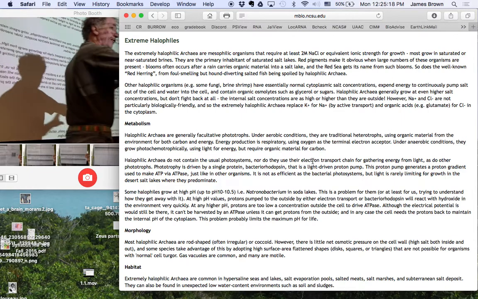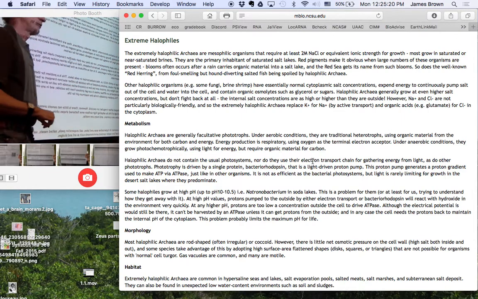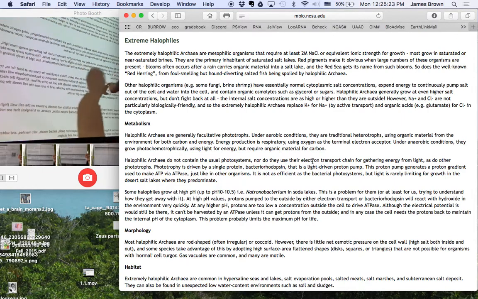There are two kinds of halophilic archaea. Some of them live in neutral pH salt lakes, like the Great Salt Lake or the Red Sea. Others live in alkaline salt lakes. These are called soda lakes, up to pH 10 or 10.5. As far as I'm aware, there's no organism that can live above pH 10.5.